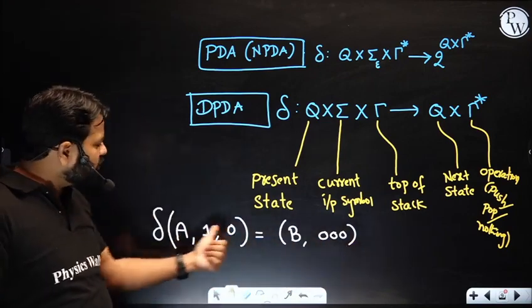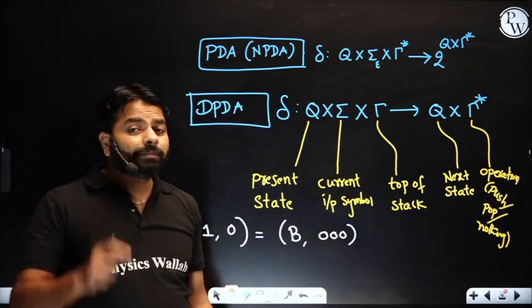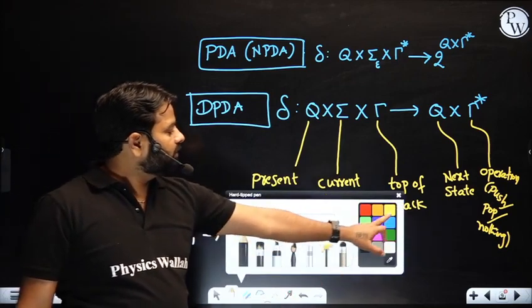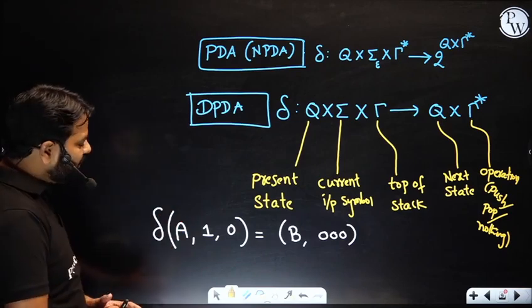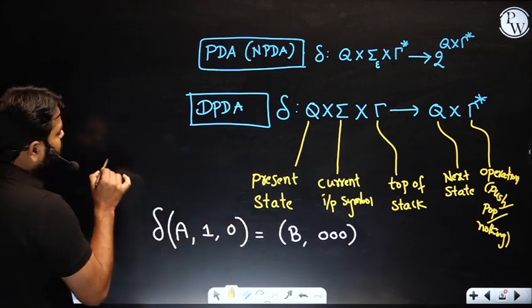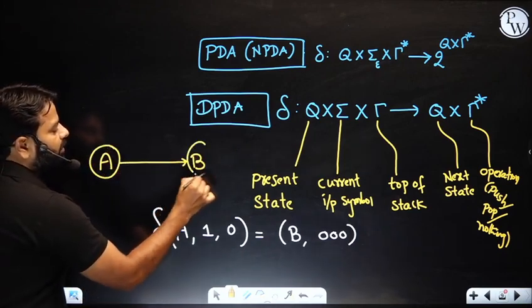They want to go from A to B by reading input 1, by looking at the top of the stack 0, but they did something. I want to know what they did. Look at here what they did. It's a very simple situation that we have. What is state A, the present state? What is the next state B? So they want to move from A to B. It's very clear for us now.